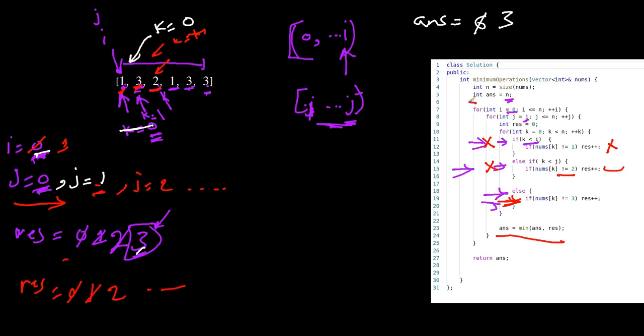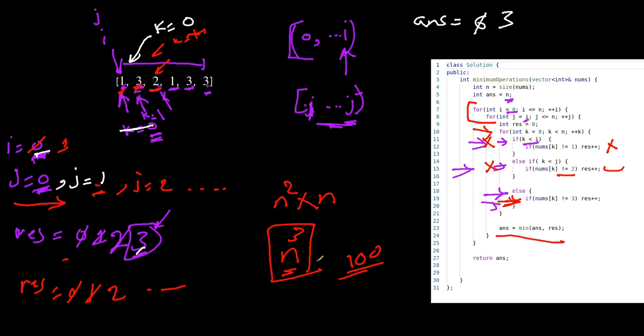Time complexity: here we have 2 for loops, so n squared, multiplied by another loop, n, so the time complexity is n cubed. And because n, the size of the array, is at most 100, this is a valid solution.